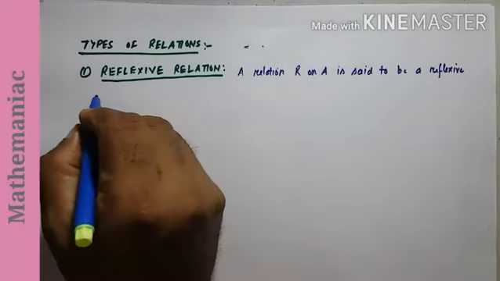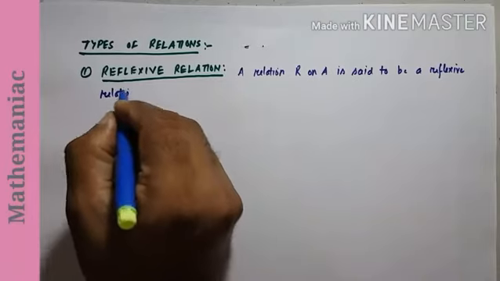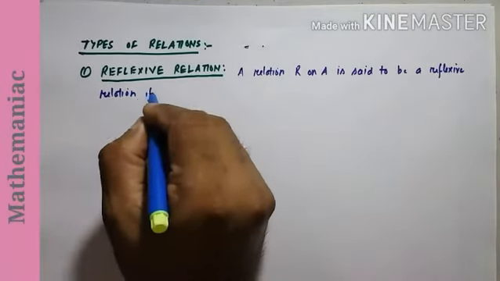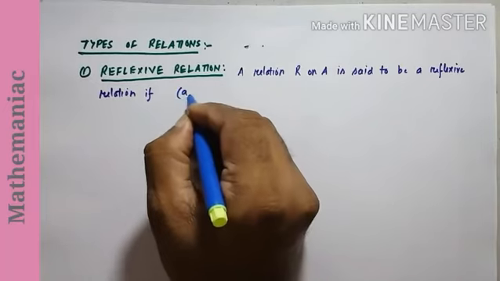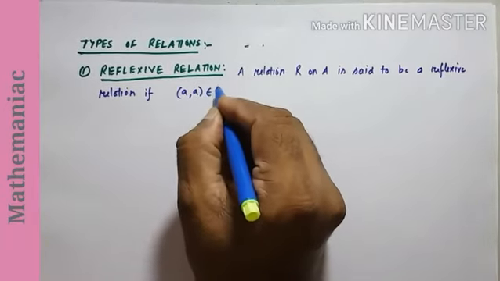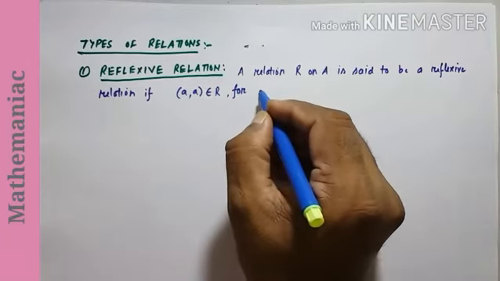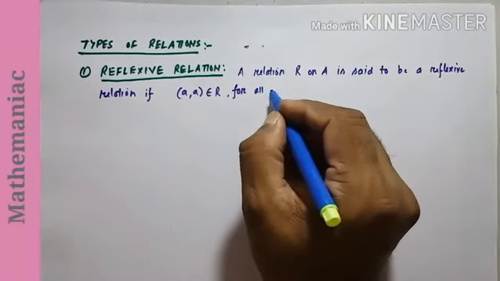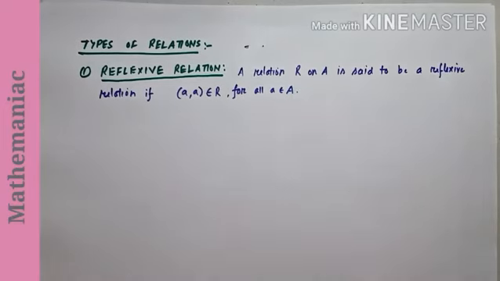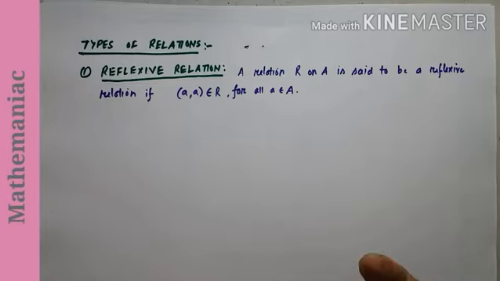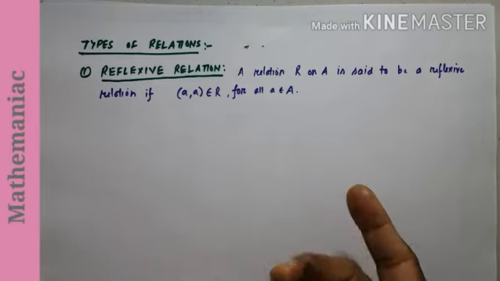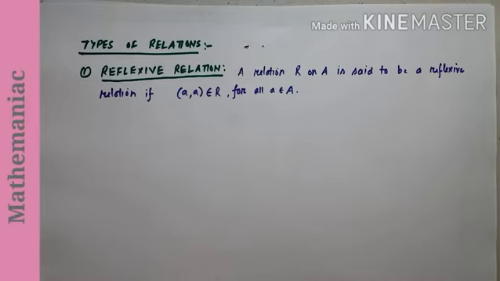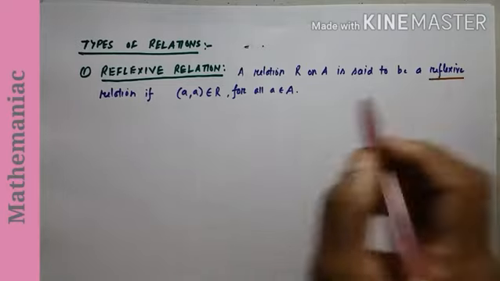A reflexive relation if (A, A) belongs to R for every, or for all, A belonging to A. So whenever you are considering a non-empty set A, for every A, (A, A) should belong to R. Or I must say that A is related to itself. Then we say that these kinds of relations are reflexive. These kinds of relations are said to be reflexive.